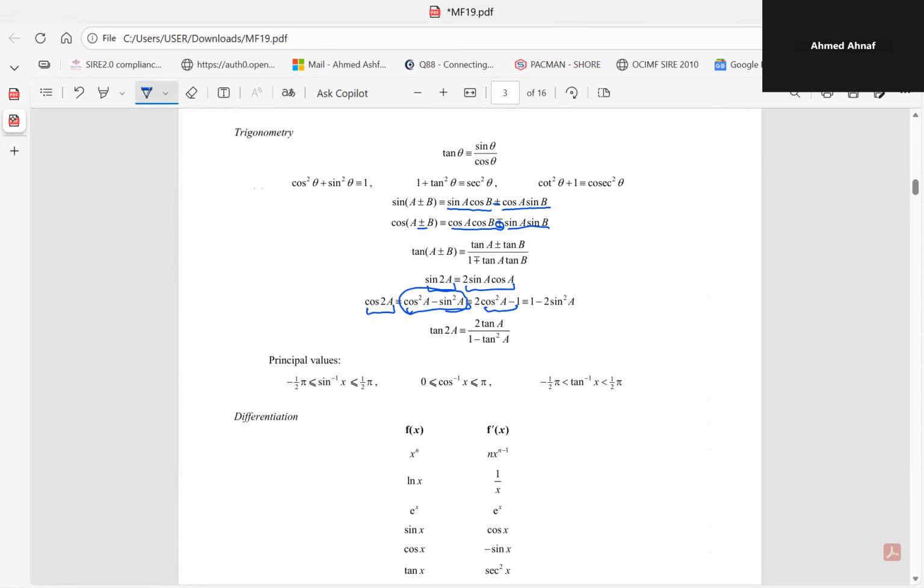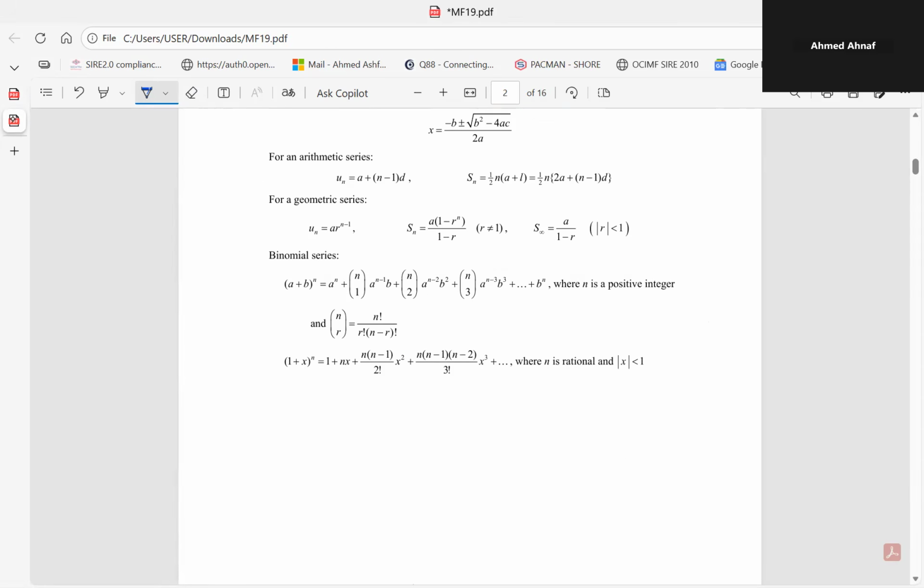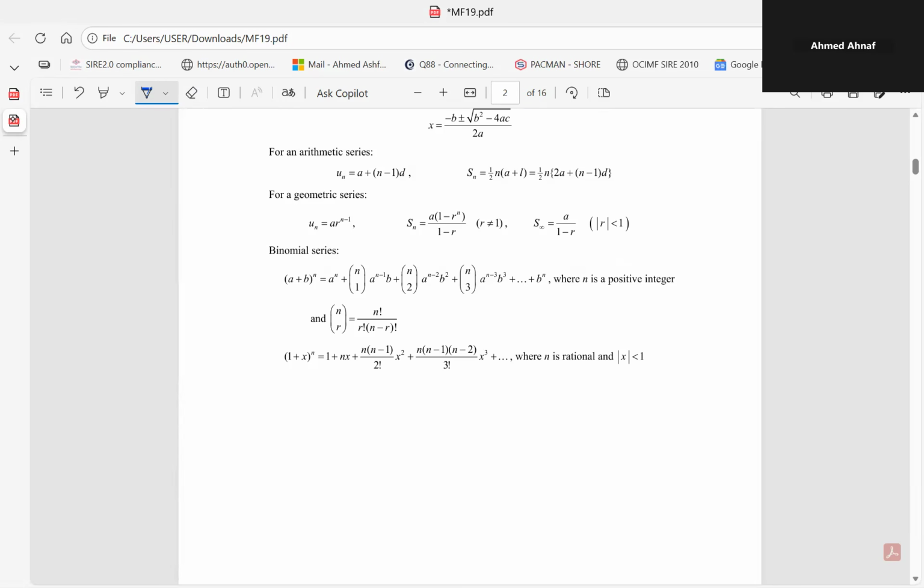Let's take a look at the binomial expansion formula for rational powers. The formula that they give us here has one condition: the constant term has to be 1. If we don't make it 1, this formula would not apply. Since we're expanding up to the term in x squared, we just need up to here: 1 plus nx plus n times n minus 1 over 2 factorial x squared.